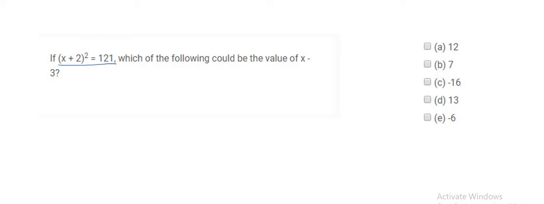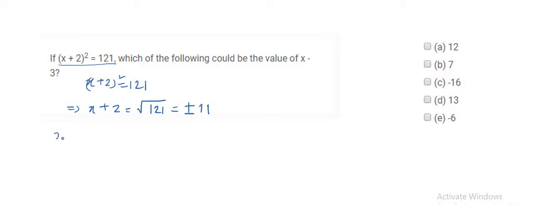On the right-hand side you can see that it's square options, which means that we can select multiple answers. So let's begin with the equation. It's (x + 2)² = 121. In order to find x, we are going to take the square root of 121, which could be ±11. So for +11, we have x = 9, and for −11, we have x = −13.